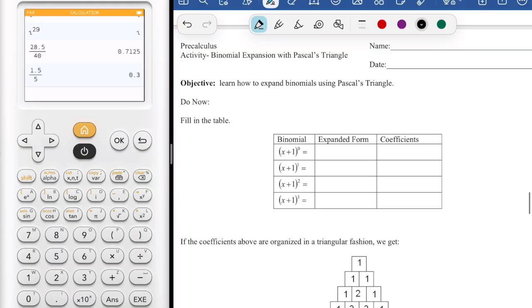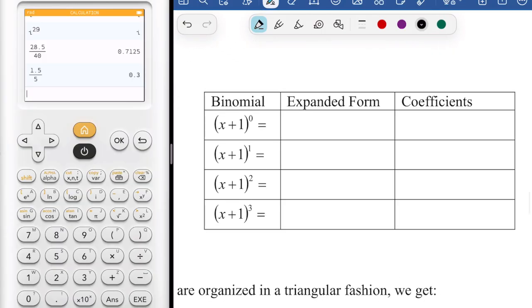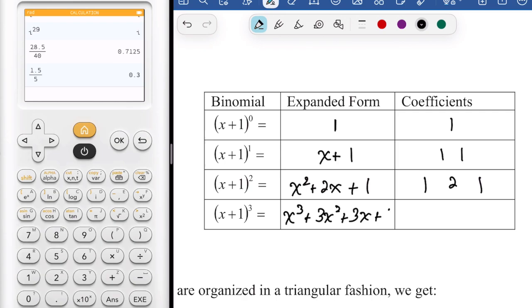The do now here, fill in the table. So we have x plus 1 to the 0th power. Anything to the 0th power is 1. X plus 1 to the first power, x plus 1. The coefficients, I can do this as we go. X squared plus 2x plus 1. Coefficients 1, 2, 1. And then x to the third plus 3x squared plus 3x plus 1. Coefficients 1, 3, 3, 1.